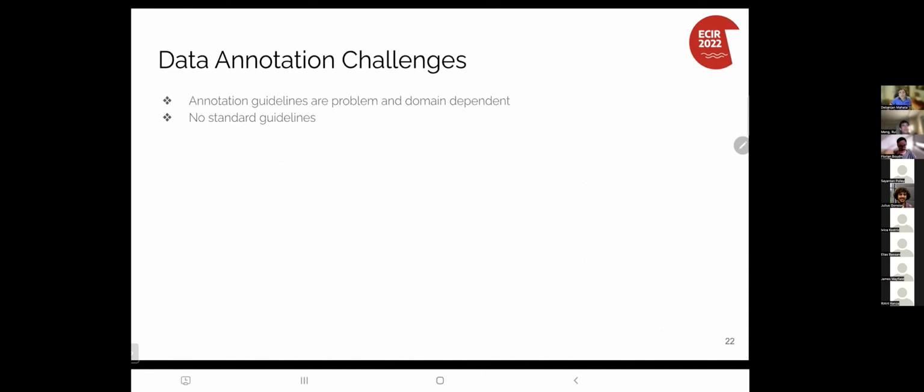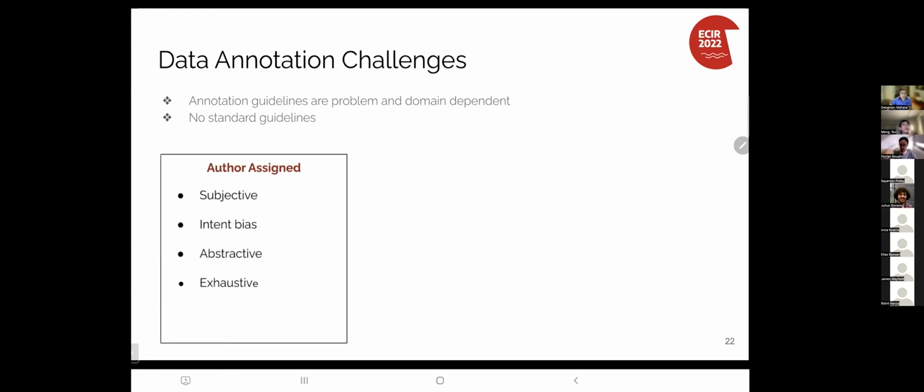Now, each of the annotation processes comes with its unique challenges. The fact that annotation could be subjective exists in all of them. But let's look at some of the unique challenges that exist in each one of them. For author-assigned key phrases, there is an intent bias. This is related to the intent of the author behind annotating the key phrases.